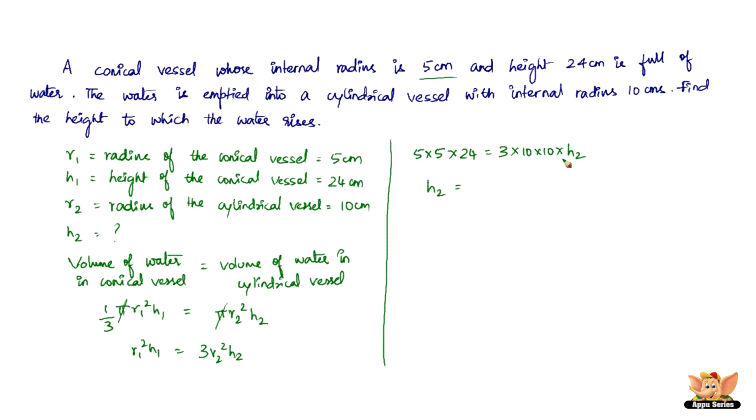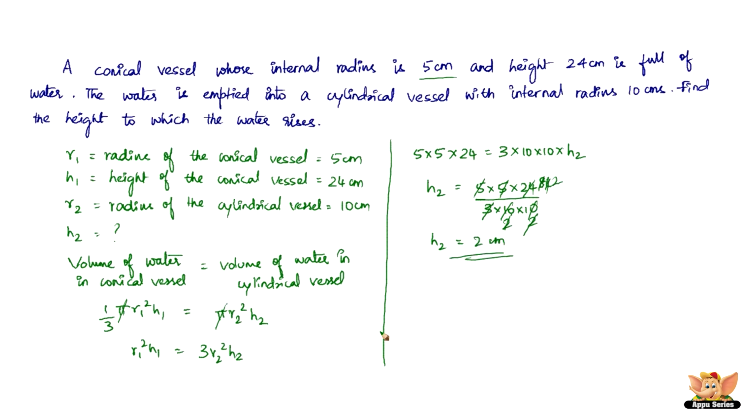So H2 equals 5 times 24 divided by 3 times 10 times 10. You just have to push this or get H2 to this side. If you keep H2 here, this is going to go down, right? So you're just going to interchange and write that. So H2 equals 5 times 24 divided by 3 times 10 times 10. On solving, we get this: 3 goes 8 times, and 5 goes 2 times into 10, 2 times into 10. So 2 goes 4 times, 2 goes 2 times. So you're going to get 2 centimeters.